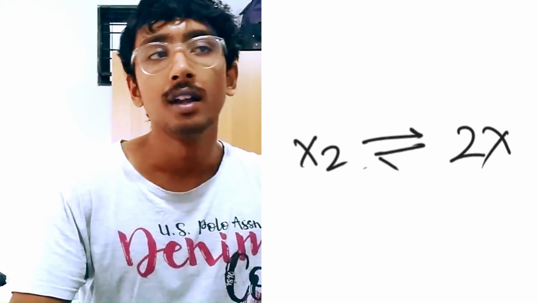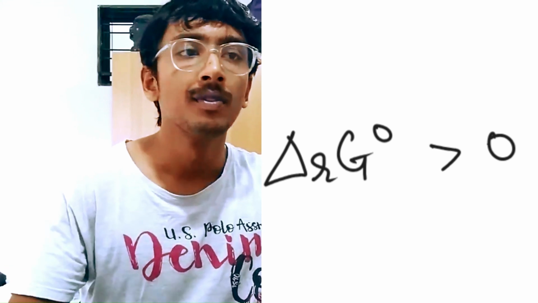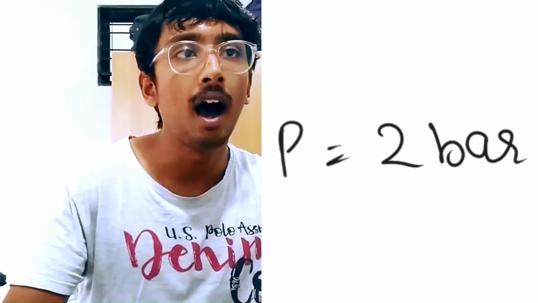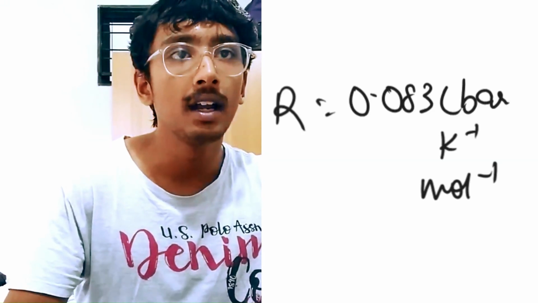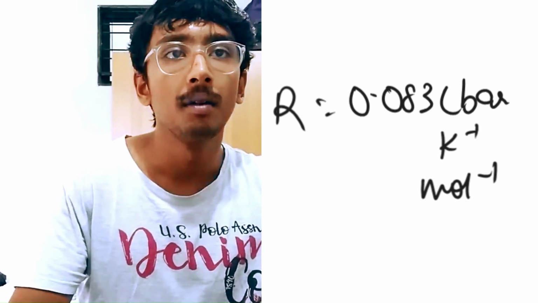So what's given to us? We've been given that this reaction is occurring. The standard Gibbs free energy is positive. And we have been given pressure being 2 bar. We have been given R as 0.083 liter bar per Kelvin per mole. We have been given all of this. We need to confirm a lot of statements. So rather than listing down what we need to find, let's go ahead with the solving itself. What all formula can we use? I can definitely use this formula.